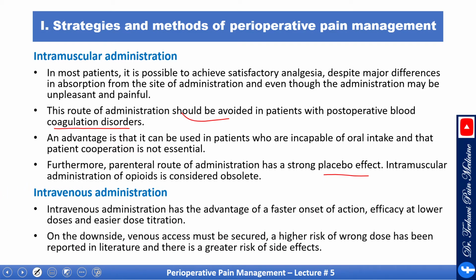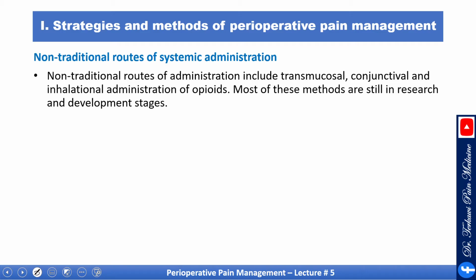Intravenous has the advantage of fast onset of action, as we saw, efficacy at lower dose and easier dose titration. On the downside, venous access must be secured. A higher risk of wrong dose has been reported in literature, and there is a greater risk of side effects. Non-traditional routes of systemic administration include transmucosal, conjunctival, inhalational, and intranasal.